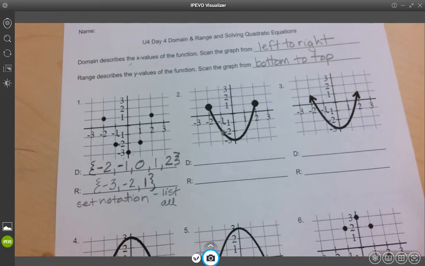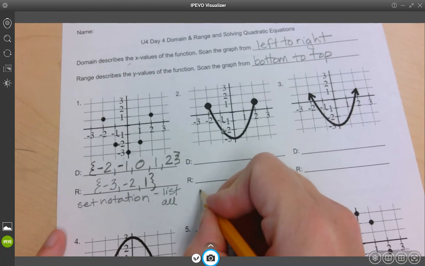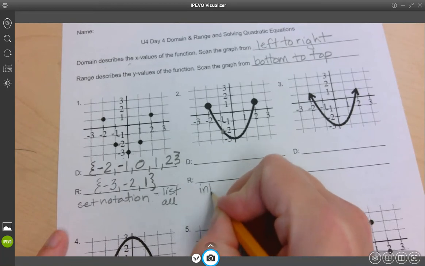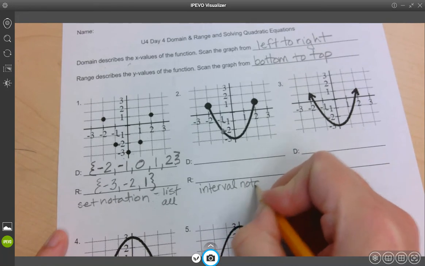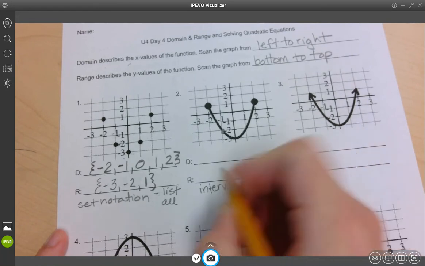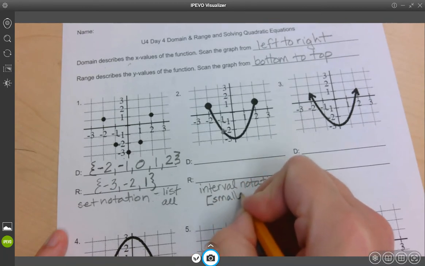I can't list all of those points because between -2 and -1 there are an infinite number of points, which is really a very interesting idea. So I can't list all of those numbers, like -1.9, -1.99, -1.9999. I can't list them all. So in that case, we have to use interval notation. And that's going to be from the smallest to the largest.